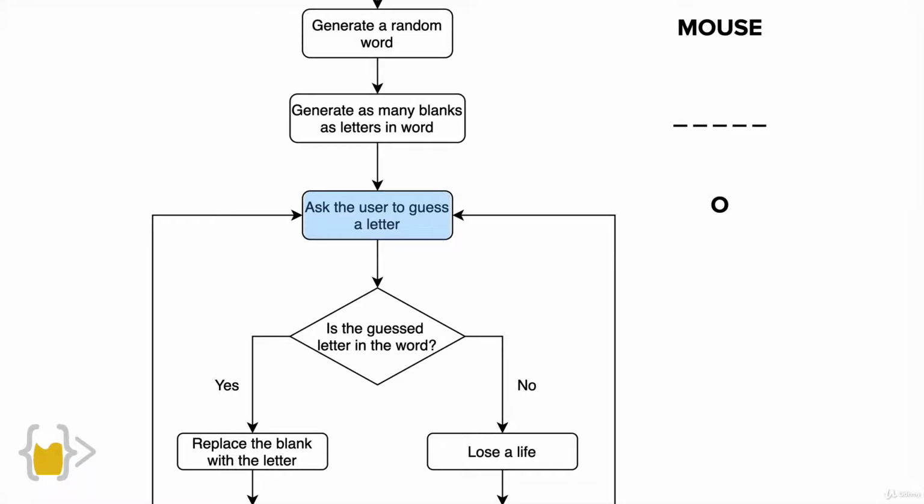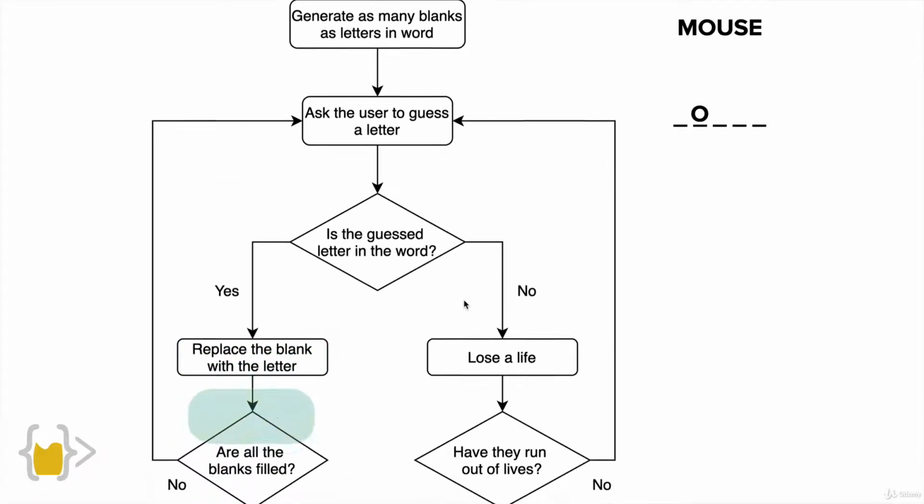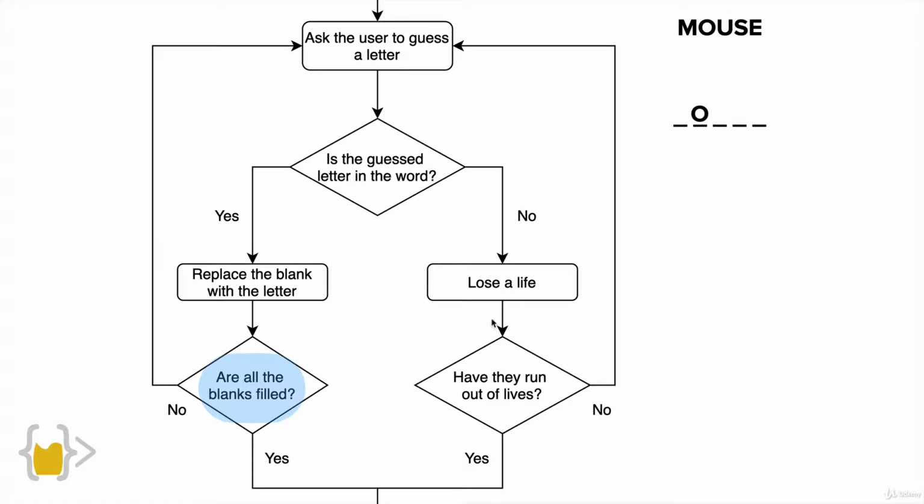Well, the next thing we have to check is, is the guessed letter actually in the word? Well, in this case, O is indeed in mouse. It's the one at the second position. And so we go down this path and we answer yes to that question. So now we get to replace that blank with the letter O. Now, the next stage is we have to check, are all the blanks filled? Are all of these blanks removed? Because in that case, it means the user has guessed all of the letters correctly. Well, at the moment, it's definitely a no, because we've only guessed one letter. So then we go all the way back to the beginning and we ask the user to guess another letter.